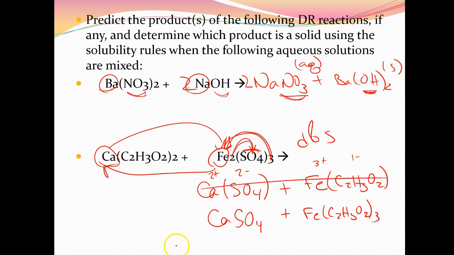And so I need to figure out which one of these is a solid. So I'm going to look at my rules, and one of my first 2 rules says that anything with acetate is automatically aqueous. So I need to look at this one. Okay, there's no rules for calcium, but if you look at the rule for sulfate, it does say there are some exceptions, and this is one of the exceptions. It is a solid.